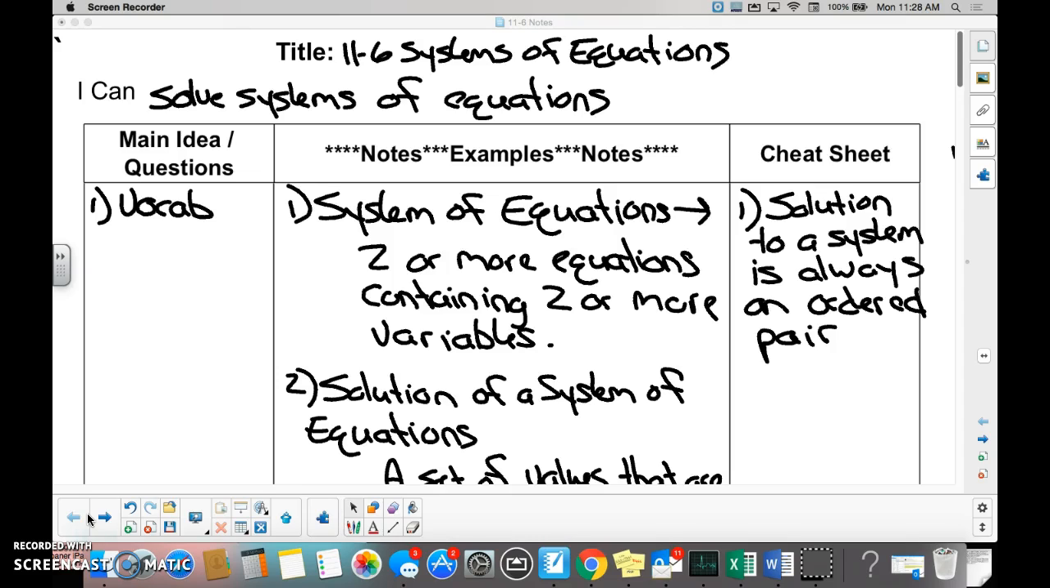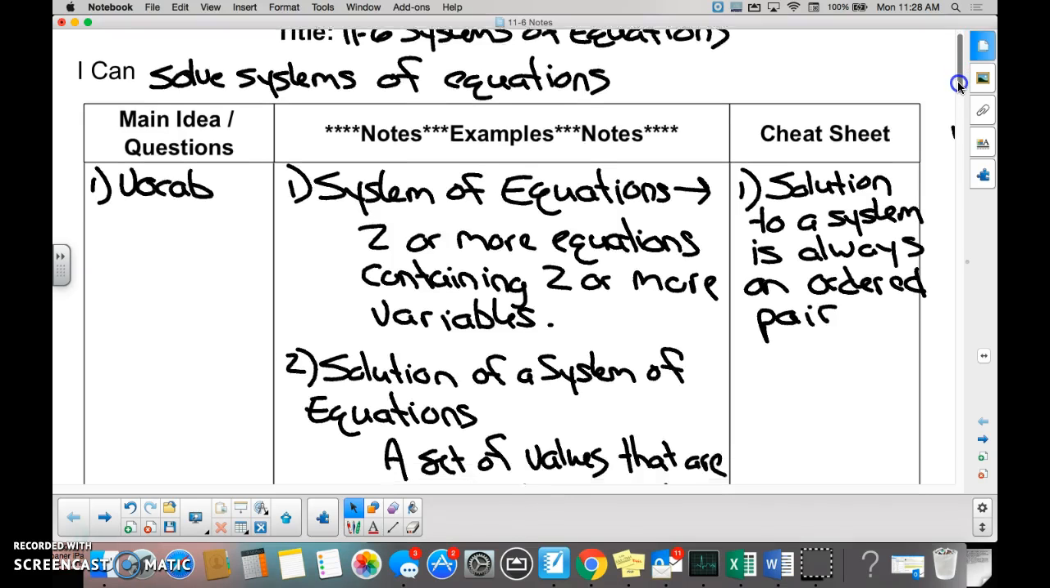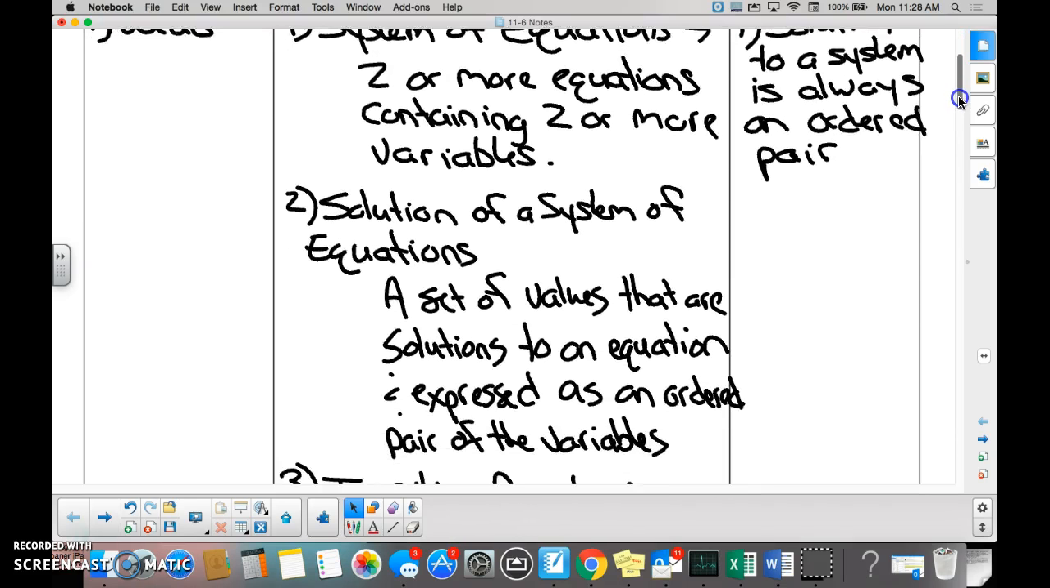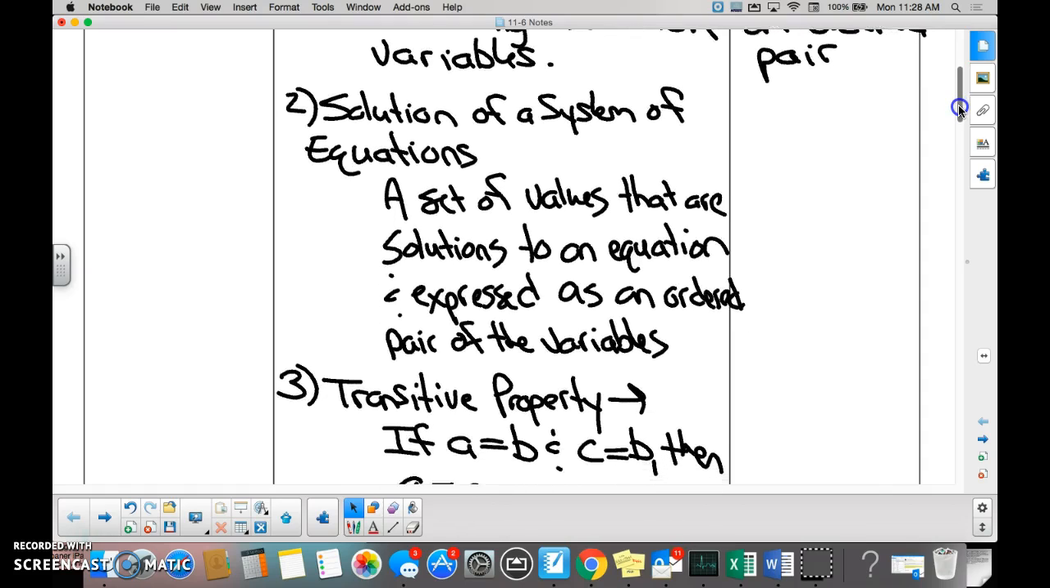We're talking equations in which we have two or more. We're only going to deal with two. You won't have anything more than two, but two or more equations containing two or more variables. A solution of a system of equations would be the values that make them true.